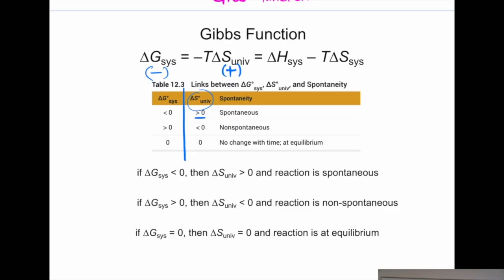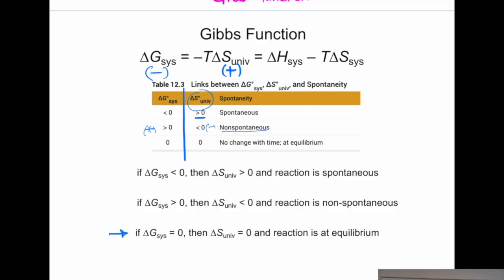And obviously, the opposite will be true, so I don't need to really talk about that. If it's non-spontaneous, then delta S is negative and delta G is positive. All of that is summarized right here. These are just logic statements. But now we get to the last statement here.